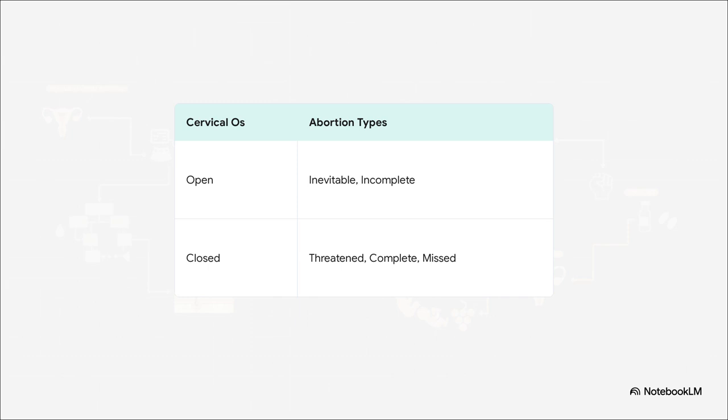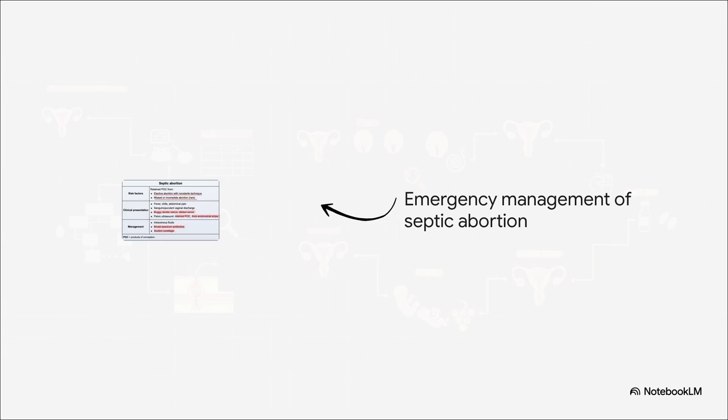Now, if the pregnancy is intrauterine, you categorize spontaneous abortions by looking at 3 things: the cervical os, fetal cardiac activity, and retained products. A closed os means a threatened abortion if cardiac activity is there, a complete abortion if everything is expelled, or a missed abortion if there's no cardiac activity and products are retained. An open os? That confirms an inevitable abortion if products haven't passed yet, or an incomplete abortion if they are partially retained.